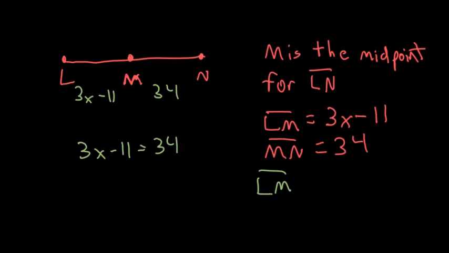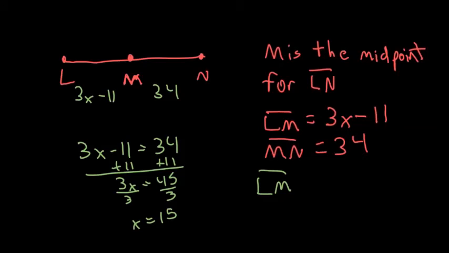That's the first thing we're going to find. Well, first we're finding x. So let's add 11 to both sides. So we get 3x equals 45. Then divide both sides, keep it equal. So 45 divided by 3 is 15. So x would equal 15.